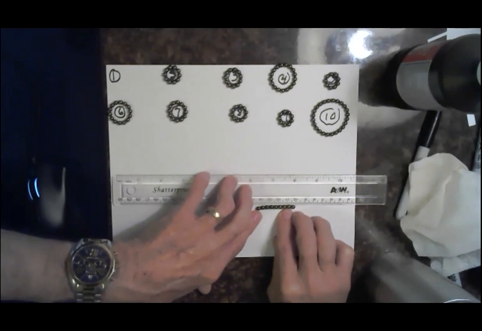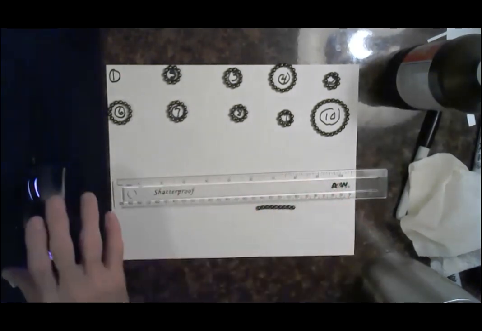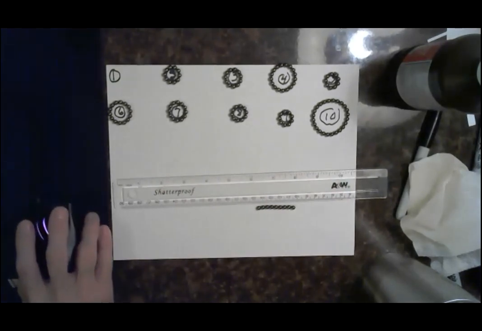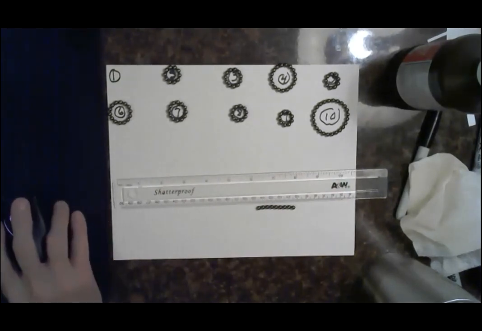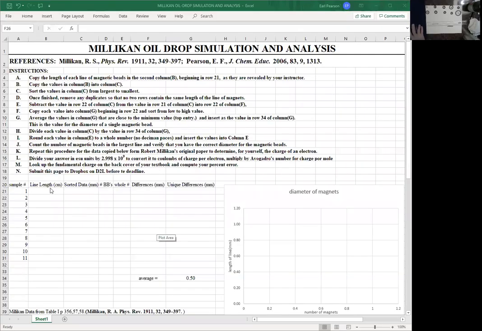So this is, it goes from 10 to 14.5. So this is going to be 4.5 centimeters long. So let's now go back and record that datum. And the first one was 4.5 centimeters long. Okay. So now let's go back and get the next oil droplet.